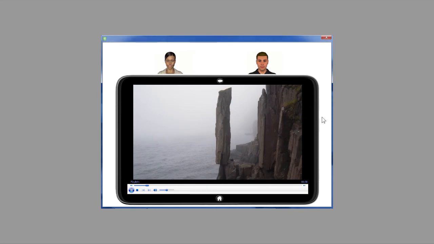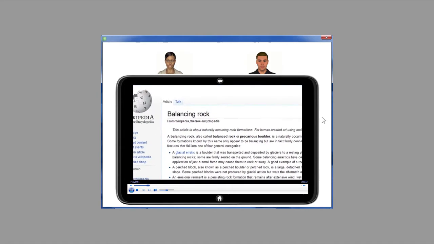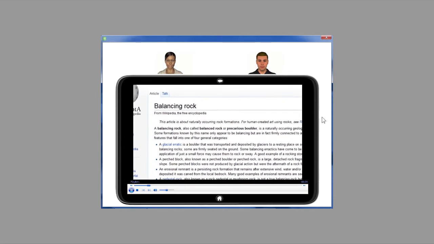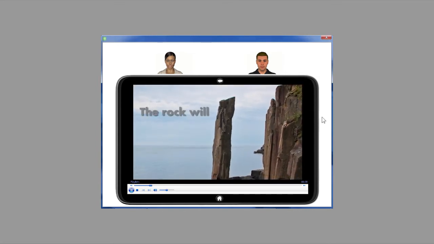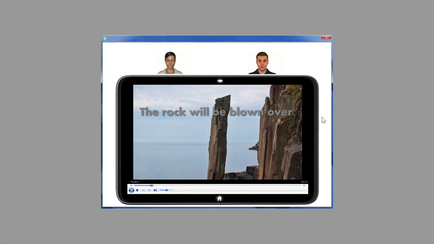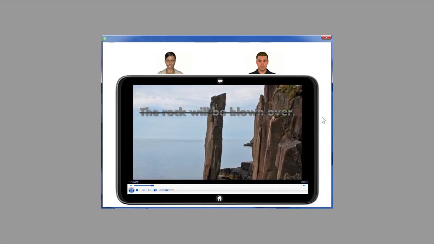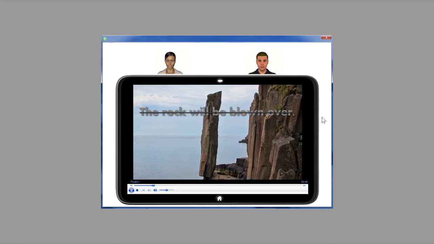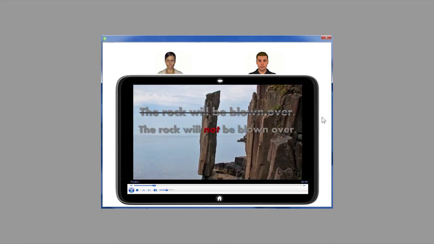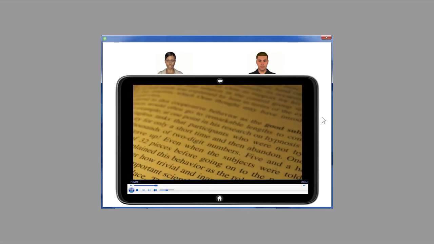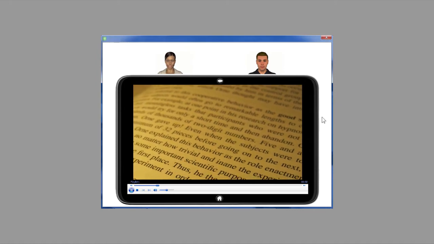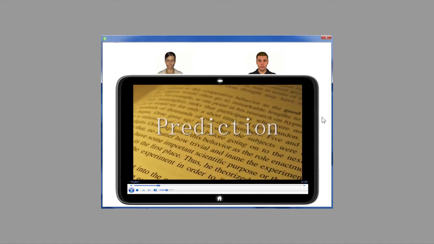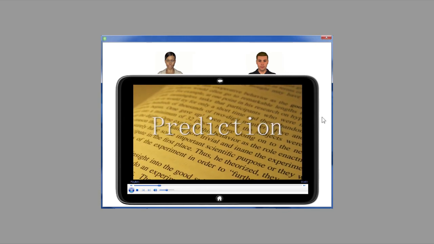To help us make a better prediction, we search for more information. While browsing the internet, we learn that this rock has been standing for thousands of years. This new information can change our prediction about what will happen to the rock. Because the rock must have stood through many storms in the past, we now predict that the rock will probably not be blown over. While predicting helps us in everyday life, it is also useful to us when we read. Prediction can help us figure out what a text is about before we start reading.